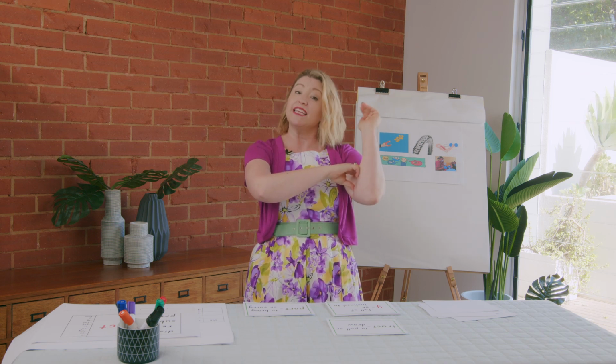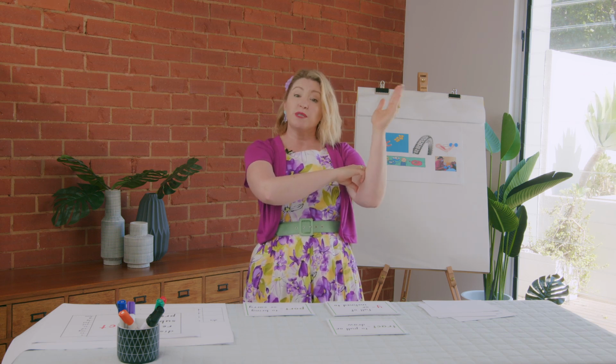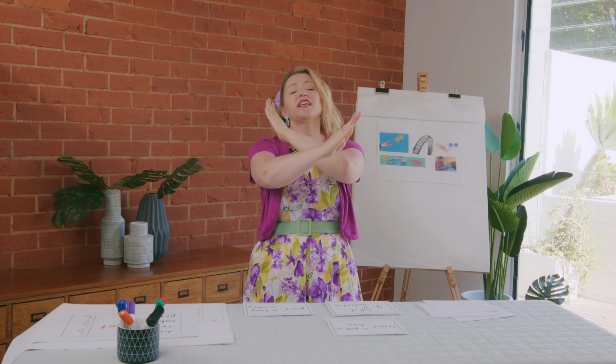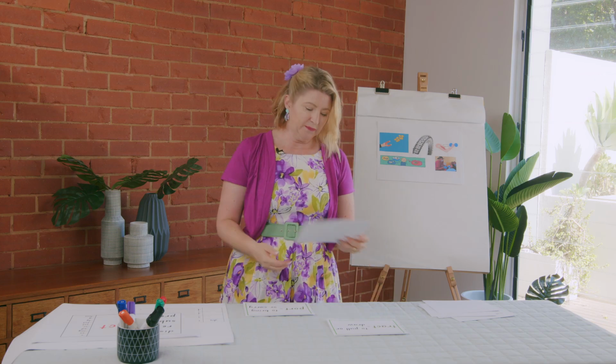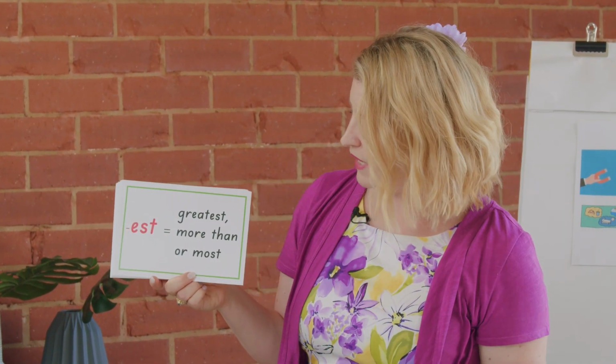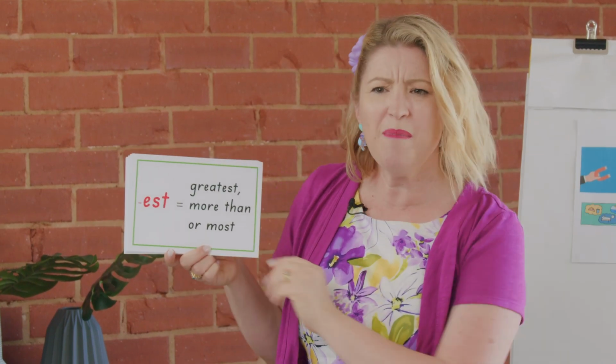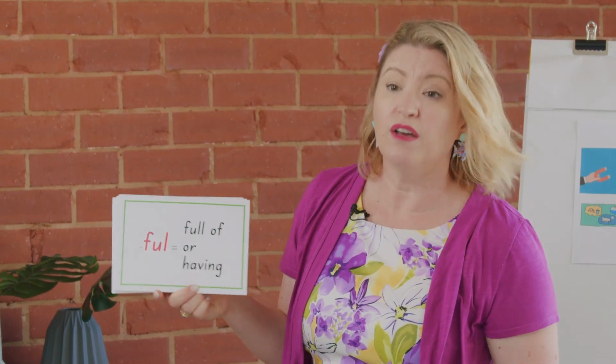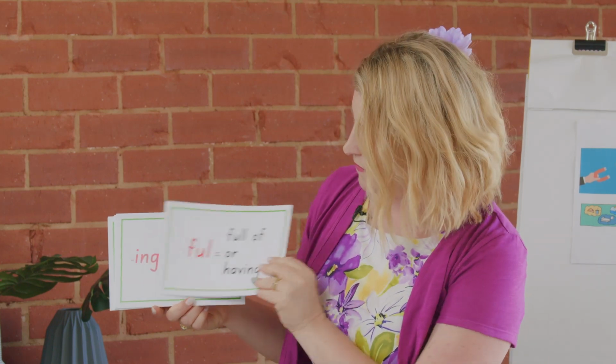What about what goes on the other end of the word? The suffixes. Remember, a suffix comes at the end of a word to give the base word a different meaning. A suffix cannot stand on its own. Let's look at some of the suffixes we've done already. Y, full of or inclined to. Est, greatest, more than or most. Full, full of or having.